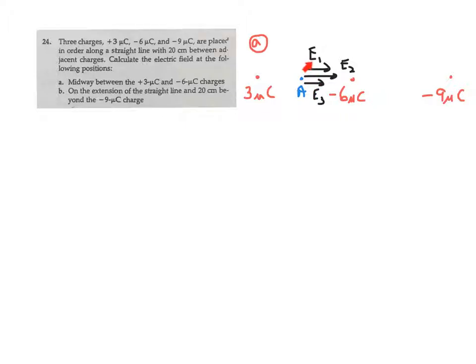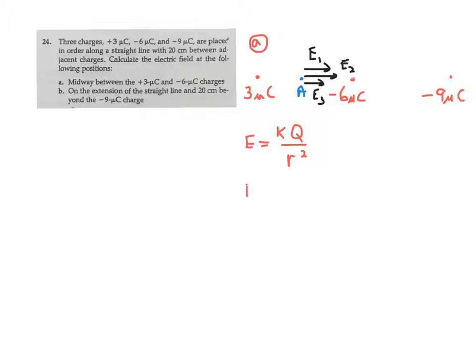But E sub 3 here then would be the E field due to this 3 microcoulomb charge. And you can easily calculate that using the following equation, as you've seen in class. E equals KQ, which is the source, which is 3 microcoulombs in this case, divided by R squared. So that's our general equation.